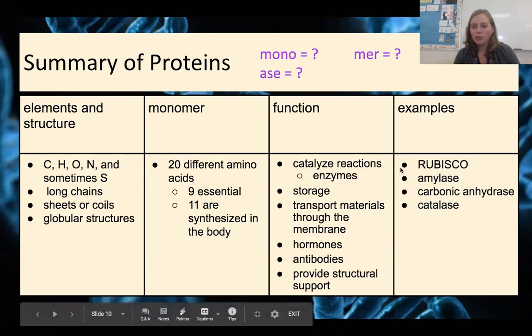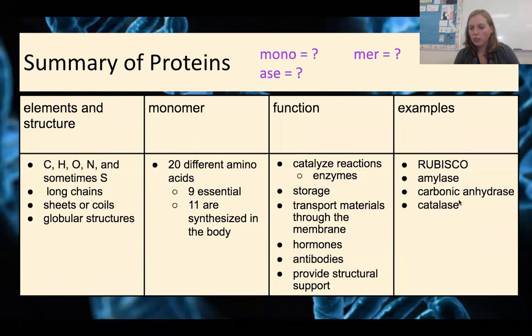And examples, we talked about rubisco and amylase and catalase, but another one would be carbonic anhydrase. You have ACE for enzyme. This is the enzyme that removes carbon dioxide from your blood and puts it into your lungs so that you can get rid of that carbon dioxide when you exhale and you don't poison yourself.